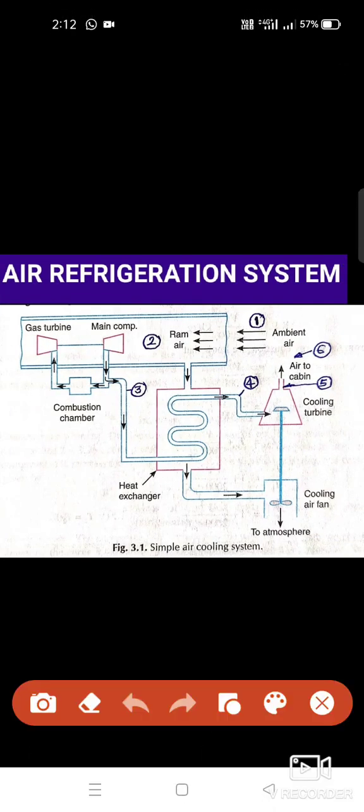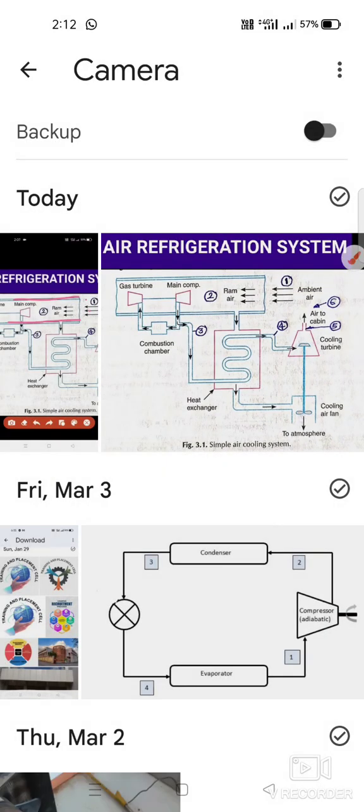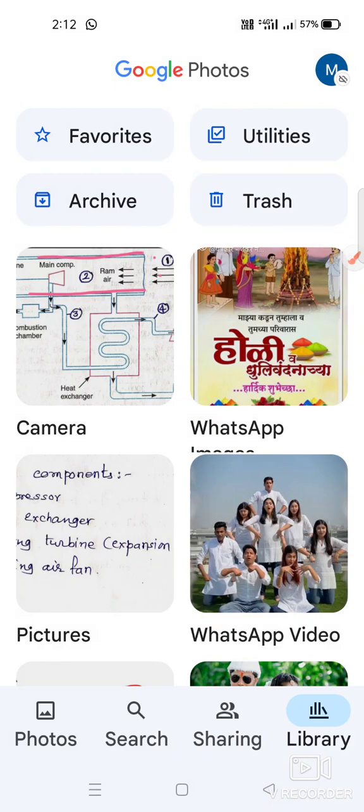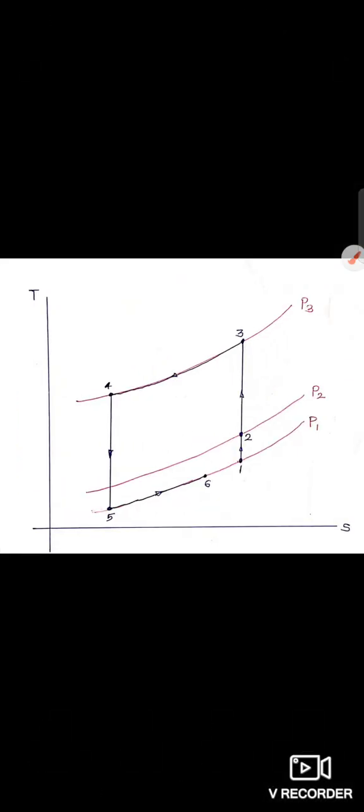See here, there is a compressor, there is a heat exchanger, there is a cooling turbine, and there is a cooling fan. And as far as the processes are concerned, let us go and look at the diagram now. We want to see now the TS diagram which is very important. The TS diagram is like this, you can see. This is a TS diagram.